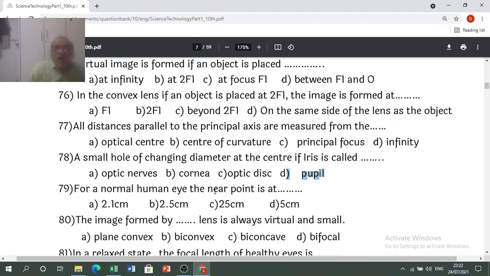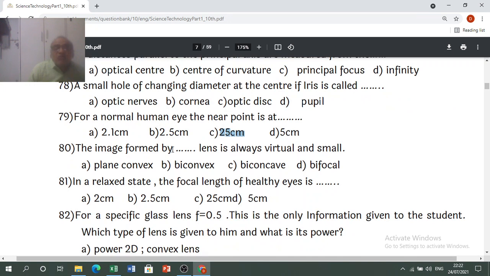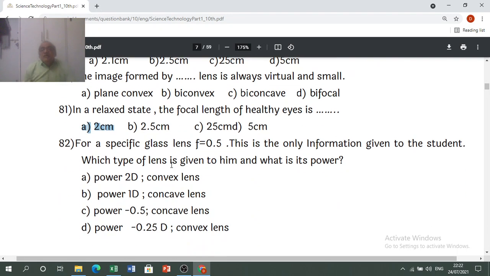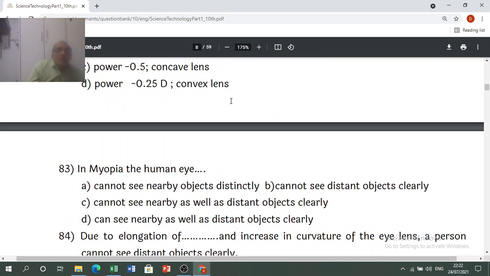For a normal human eye, the near point is 25 cm. Option is C. The image formed by a concave lens is always virtual and small. In a relaxed state, the focal length of a healthy eye is 2 cm. Option is A. The focal length F is equal to 0.5 meter. Then power of the lens in diopter, P is equal to 1 upon F in meter, that is 1 upon 0.5 meter, that is plus 2 D. Plus power means a convex lens. Very good.